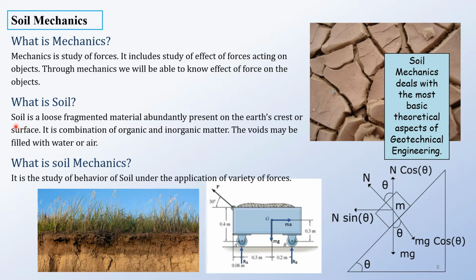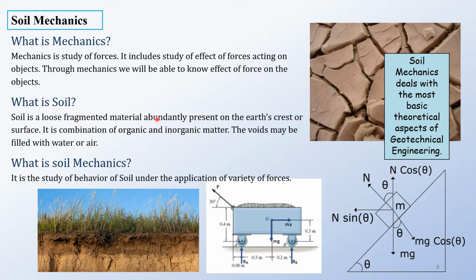It can be defined as a loose fragmented material abundantly present on the Earth's crust or Earth's surface. It is a combination of organic and inorganic matter. The voids may be filled with water or air. So there are three parts here.